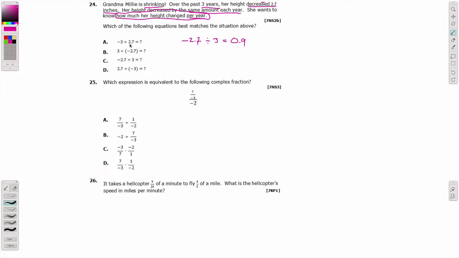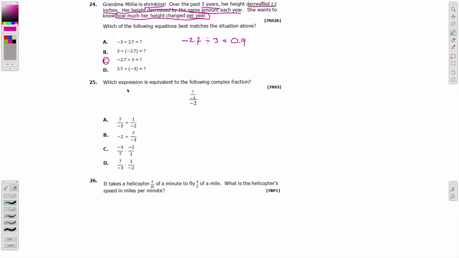Negative 3 divided by 2.7, that doesn't make any sense because the number of years can't be negative. The number of years is just the number of years. 3 divided by negative 2.7, well, it doesn't make any sense to divide the number of years by the number of inches, so that doesn't make any sense. Negative 2.7 divided by 3, well, that's what I wrote here, so that probably is correct. Negative 2.7 representing the number of inches divided by the number of years. 2.7 divided by negative 3, again, that doesn't make sense because she didn't grow 2.7 inches, she shrank 2.7 inches, so it must be option C.